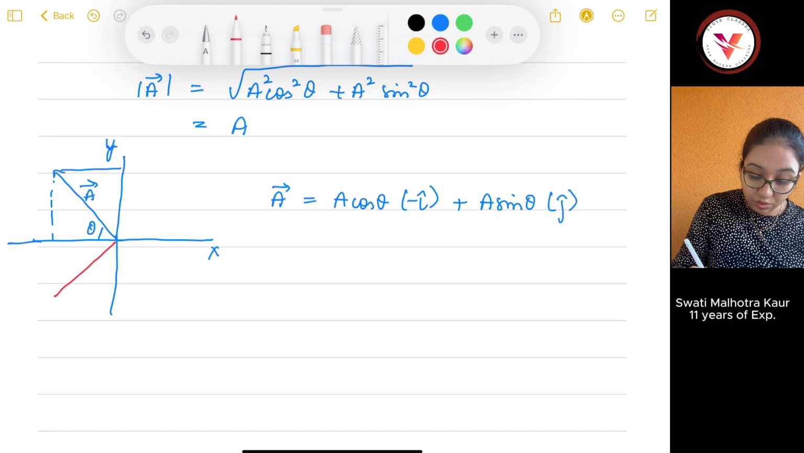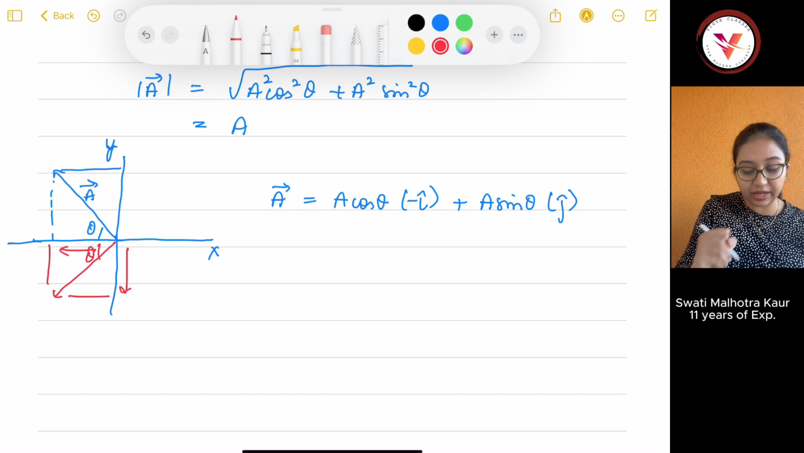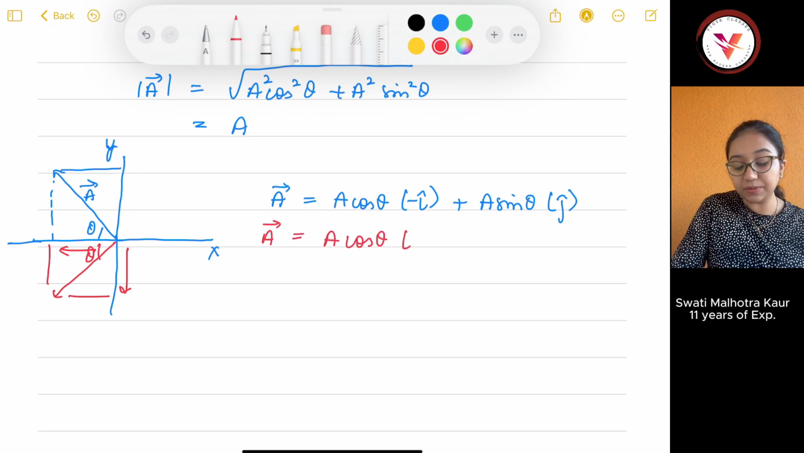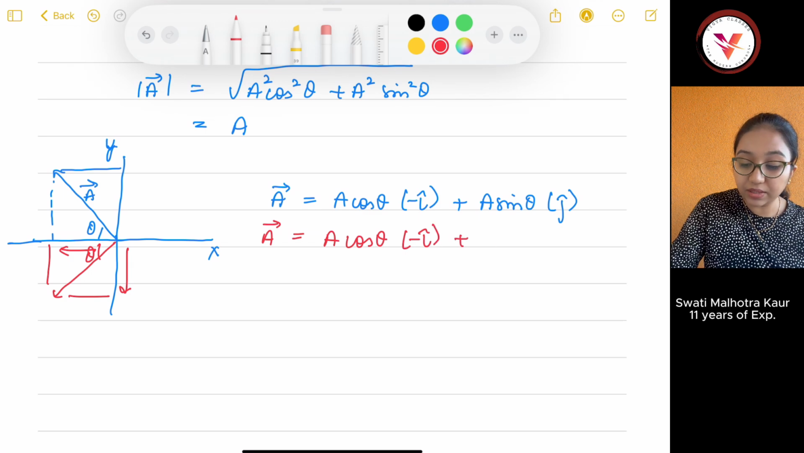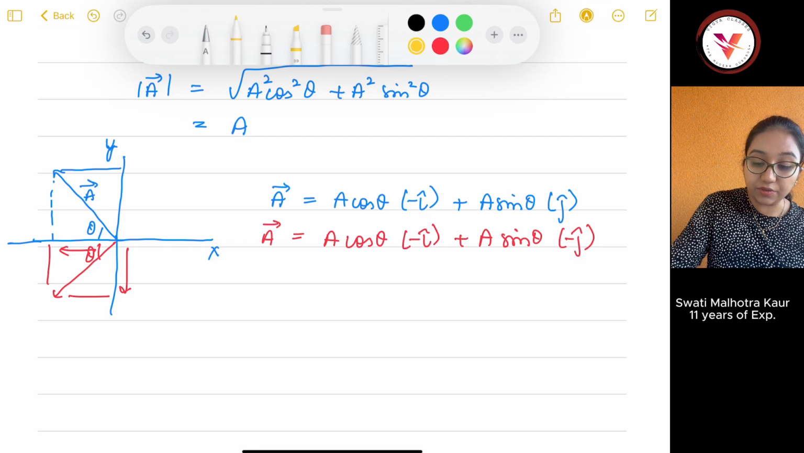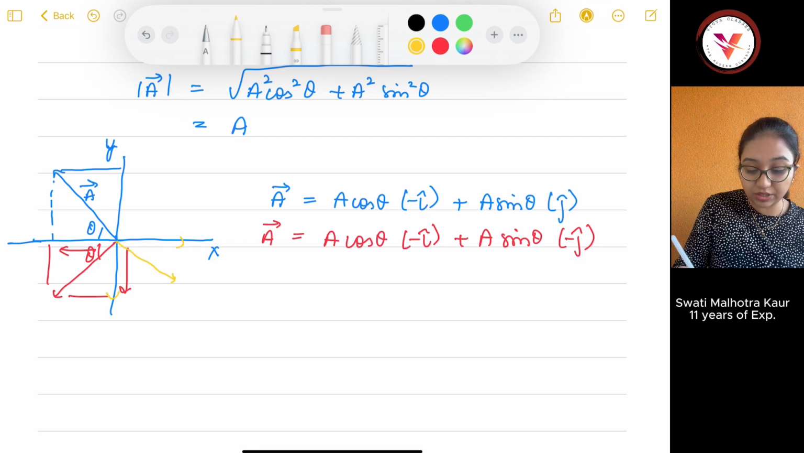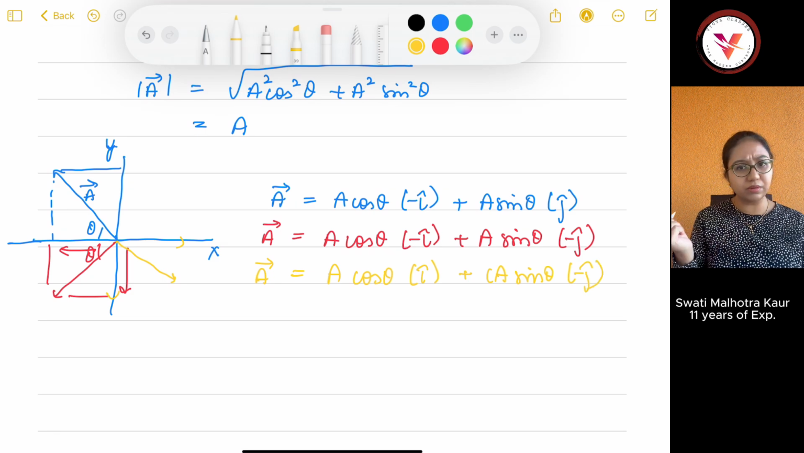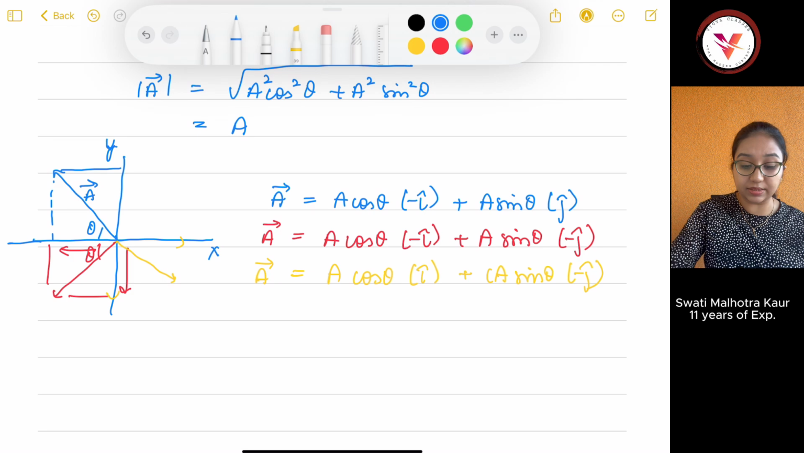Now if it goes there, along the negative x direction and negative y direction, again making angle theta with the x-axis, then this A vector will become A cos theta minus i cap plus A sin theta minus j cap. And if it goes to the positive x-axis and negative y-axis, then this A vector will become A cos theta plus i cap, A sin theta minus j cap. Okay, so it's a simple Cartesian coordinate system thing.